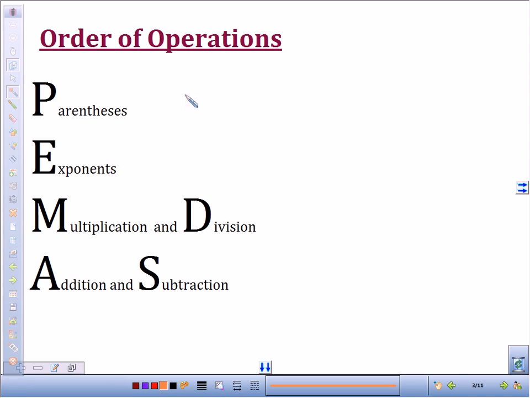After the parentheses are done, we move on to the exponents. Any terms that have exponents in them, any powers, need to be taken care of. After we've done both of those, we move on to multiplication and division. Now you'll see that I've put multiplication and division on the same line. And the reason for that is that when we do multiplication and division, we don't do one before the other. We do both of them at the same time. We read left to right, and we do all of the multiplication and division together.